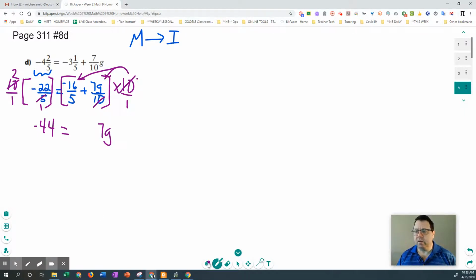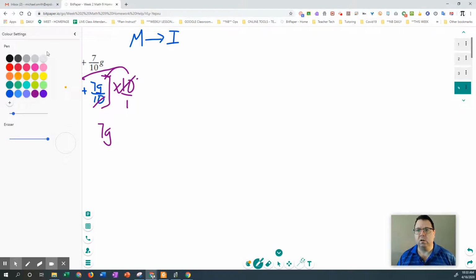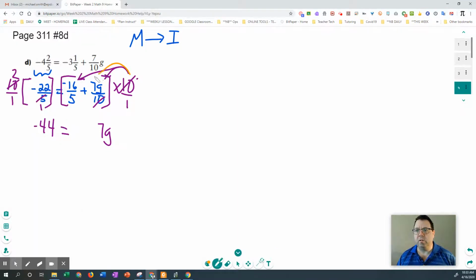Now, I get to use this 10 again. Okay, just switch the color. The 10 is going to get distributed to this one as well. So 10 goes in there once. 5 goes in there once. I'll say that again. And 5 goes in there twice. So I'm only going to double this. So negative 32, plus 7g. Okay, so believe it or not, this equation is the equivalent of this equation.